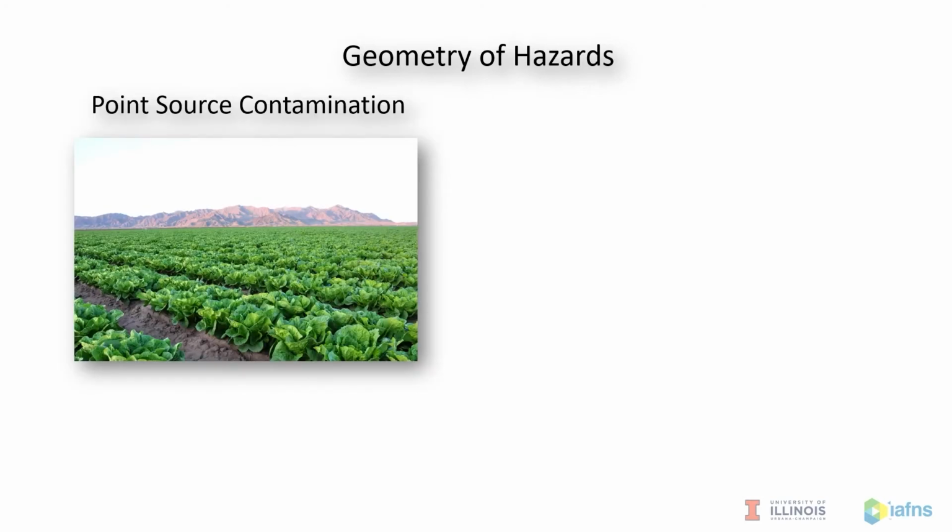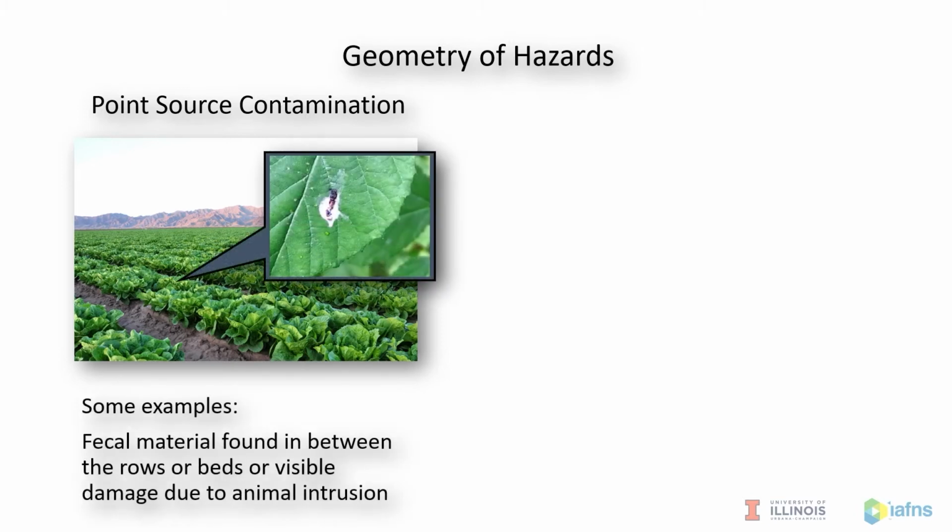The next input is the geometry of hazards. This refers to the affected shape of the contamination event. The app has two options: point source or area based. Some common point source contamination scenarios include fecal material found in between the rows or beds due to animal intrusion, fecal material found in between the rows or beds due to the presence of birds, or visible damage to the crop due to animal intrusion. If this option is selected, the user will need to assume how many contamination points are on the field and the radius of contamination of each point.